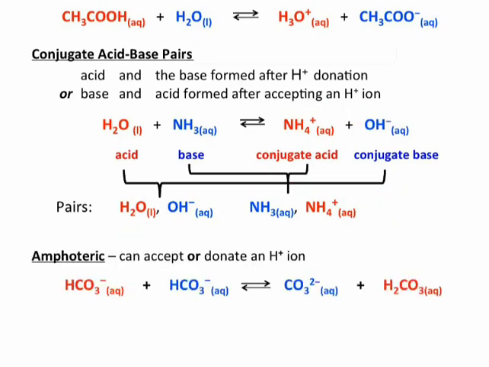One other thing we should talk about is amphoteric ions or molecules, and those can either accept or donate a hydrogen ion. So bicarbonate is an example of this. It can either donate or accept a hydrogen ion. It can even do that with itself. So with two bicarbonate molecules, one can function as the acid, one as the base, and they'll transfer that hydrogen ion to make carbonate, CO3 2-, and carbonic acid, H2CO3.